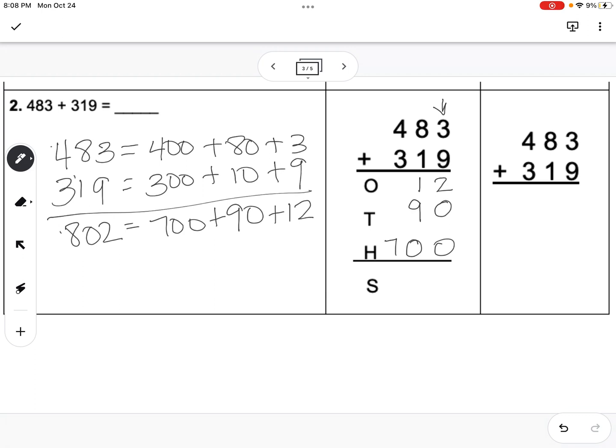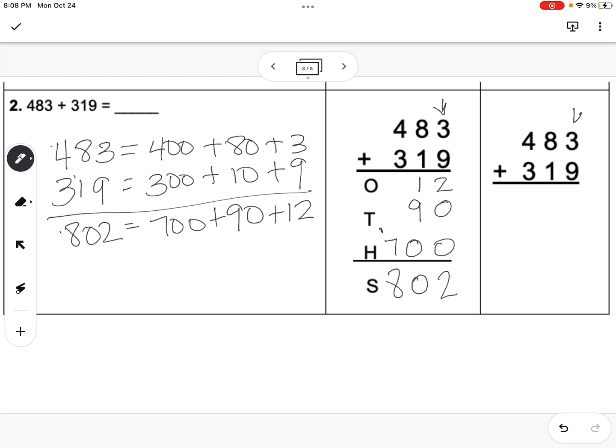Adding it down now, 2 plus 0 plus 0 equals 2. 1 plus 9 plus 0 is going to equal 10, so I'm going to drop that 0, and I can carry this 1 over here. 1 plus 7 would equal 8. Got the same answer. Let's see if we can do it a third time.